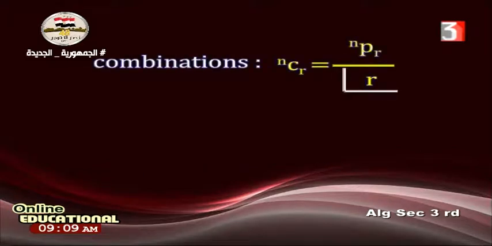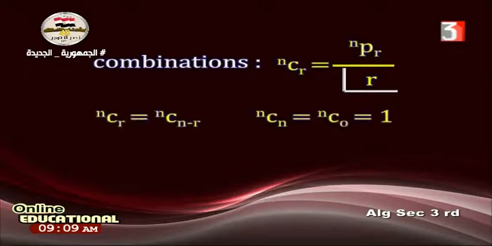Combination. Its symbol nCr. This is the relation between nCr and nPr. nCr equals nPr over factorial r. Remember, nC2 equals nP2 over factorial 2. nCr equals nC(n minus r). What do you mean? 10C4 equals 10C6. 100C98 equals 100C2. Then nCr equals nC(n minus r).